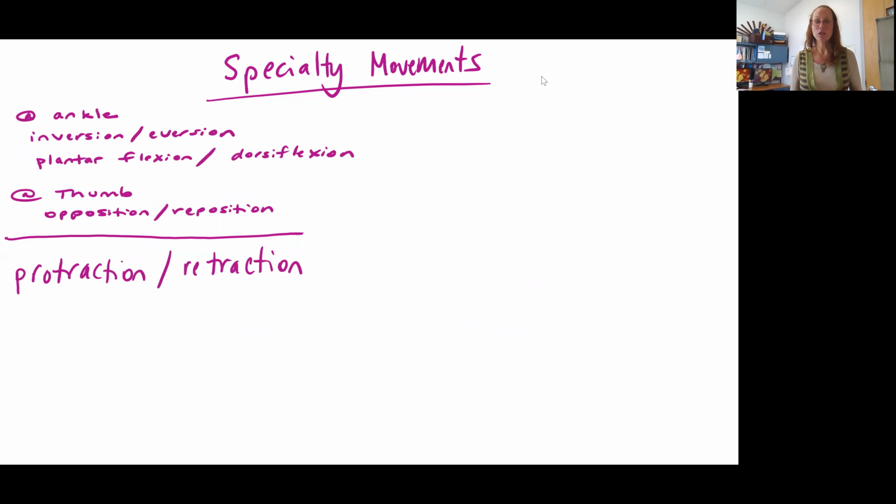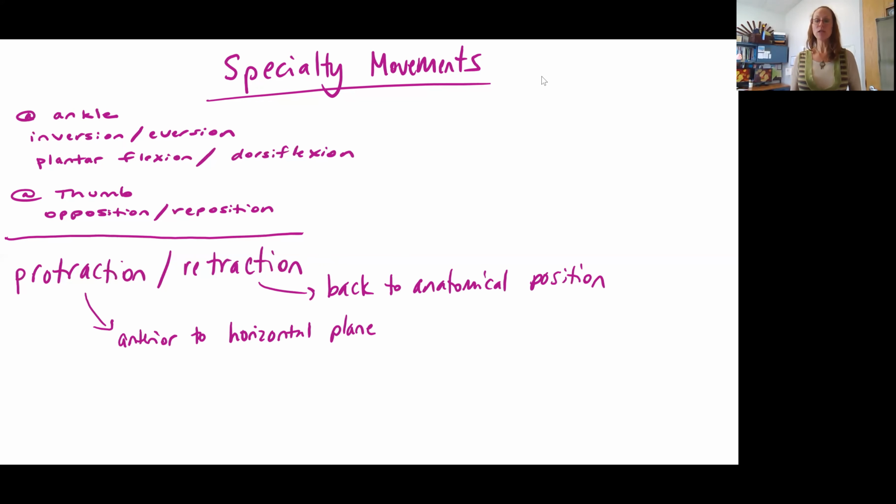Okay, and then protraction and retraction, you can do this with the mandible, you can do this with the head. So to protract means to go forward outside of anatomical position, and to retract is to bring it back into place, into anatomical position. You can do that with the mandible, so you can throw it out and bring it back into place.